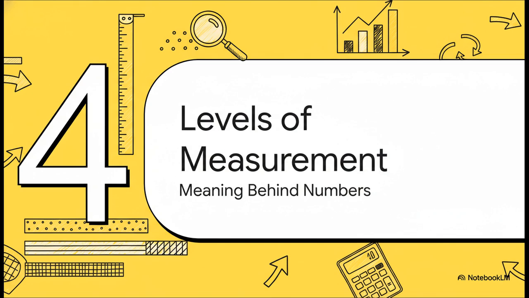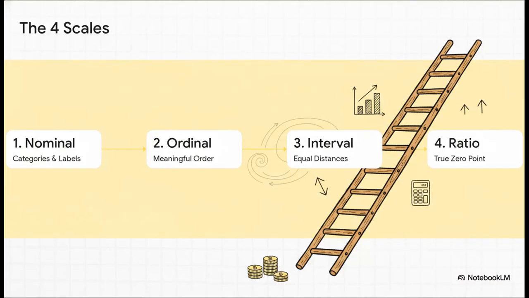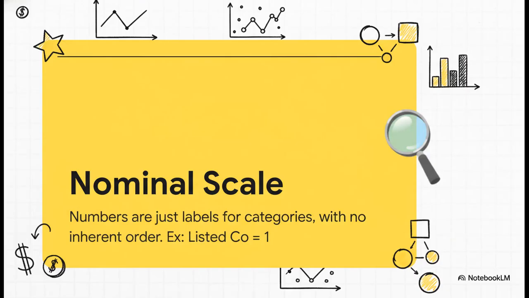And this is so important because the measurement scale tells you exactly what kind of math you're allowed to do. I like to think of these 4 levels like climbing a ladder. Each step up gives you more information and more analytical power. We're going to start at the very bottom with nominal and climb our way all the way to the top, to ratio.